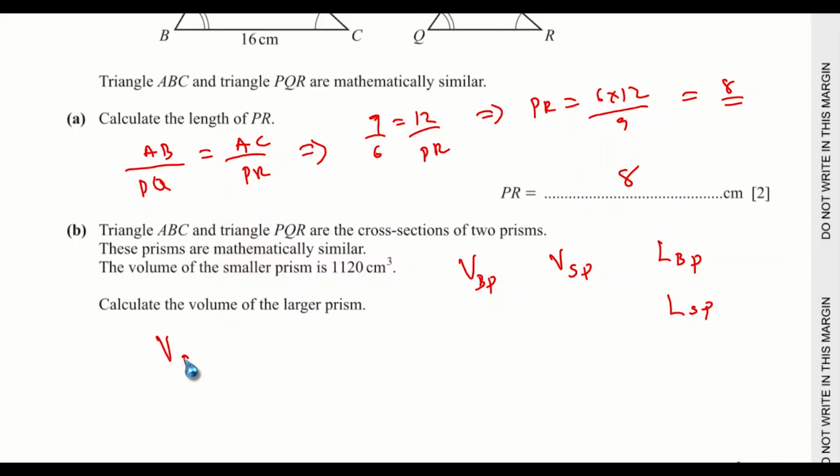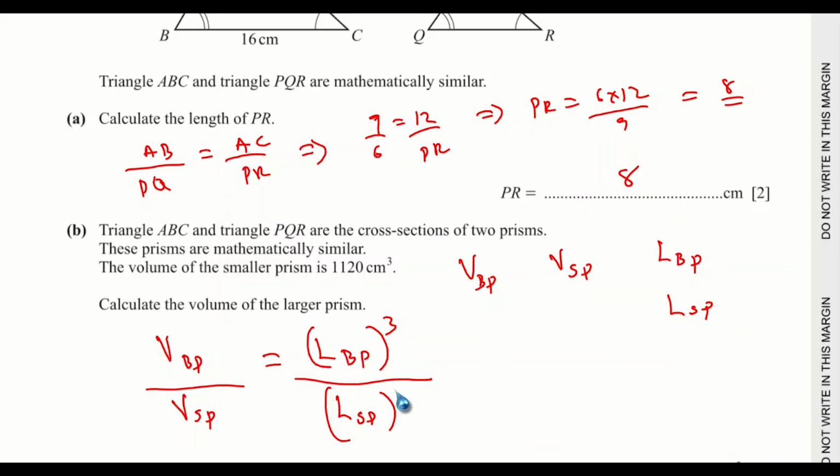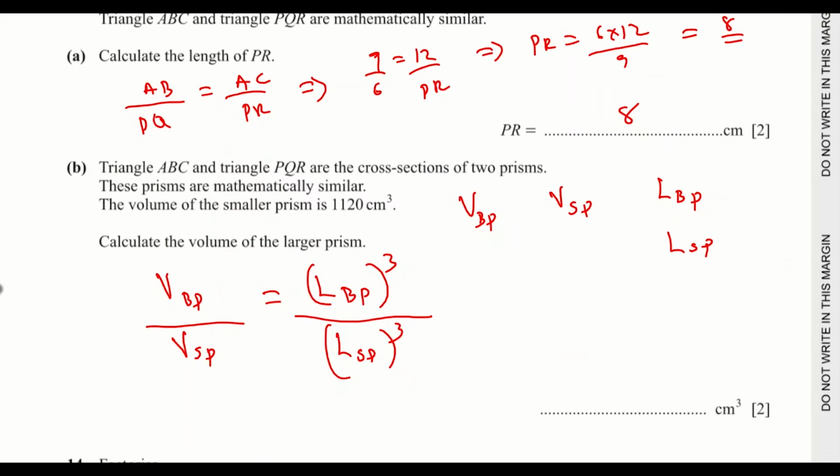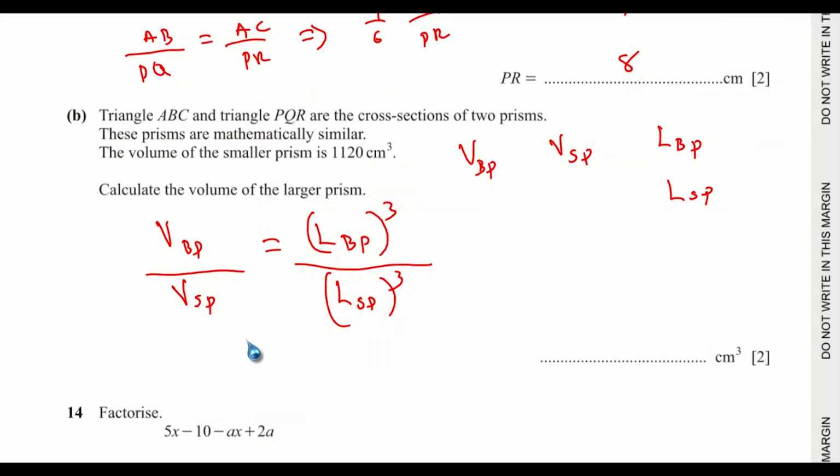of the bigger prism over the volume of the smaller prism should be equal to the cube of the length of the bigger prism, over the length of the smaller prism, also cubed. So that is the ratio of the volumes and the ratio of the cubes of their lengths. We can now substitute the necessary values here.